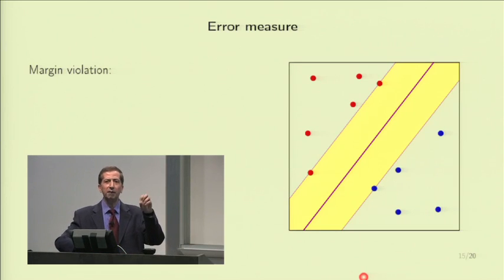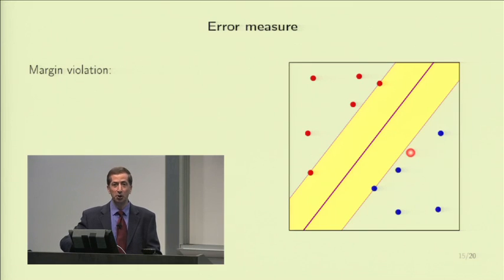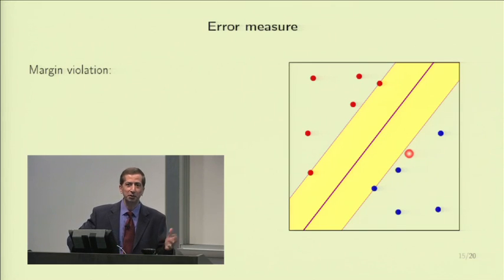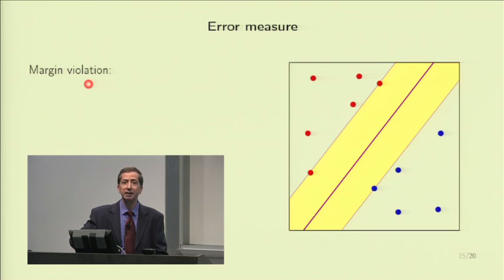So we are going to have a numerical value. And because the margin means something to me now, it's not a question of being on the right side of the line, it's a question of how far you are from the line. That turned out to be an important notion in support vector machines. I'm going to define my error measure based on violating the margin. Okay, so let's see what I mean.